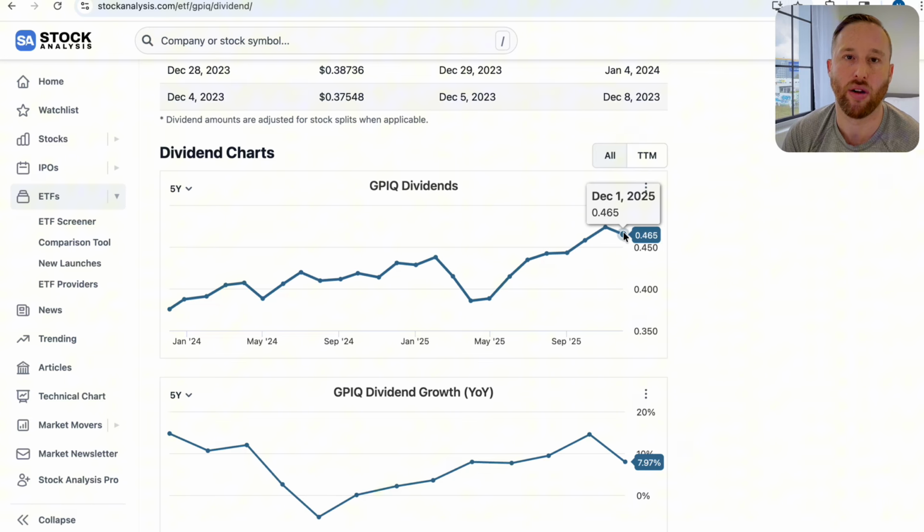Now, of course, this is all my opinion. This is not financial advice. I'm not a financial advisor, but this is becoming one of my favorite ETFs because of that nice combination. Probably the best combination I've seen of income and growth, guys.